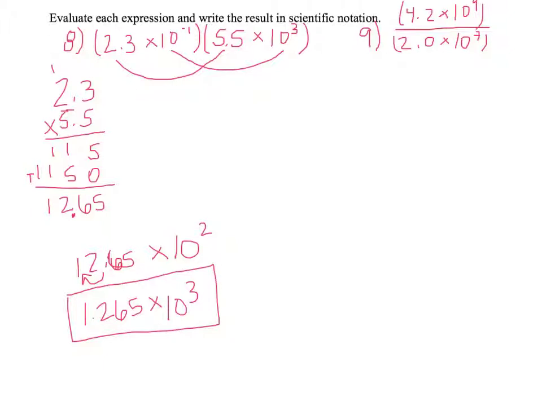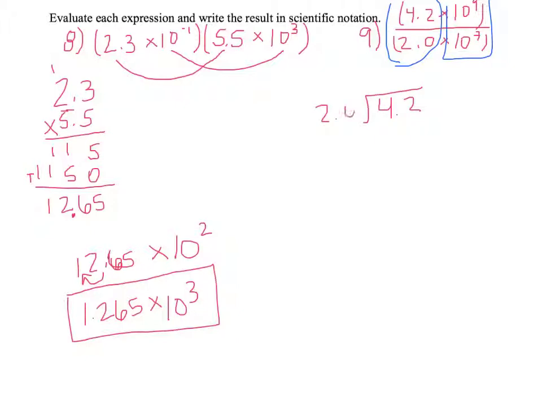We can do the same sort of thing with division. I can go ahead and divide these numbers and then take care of the powers of 10. And the reason this is working is we're using the commutative property of multiplication, so it doesn't matter in which order I do the multiplying. So let's start by taking care of the 4.2 divided by 2.